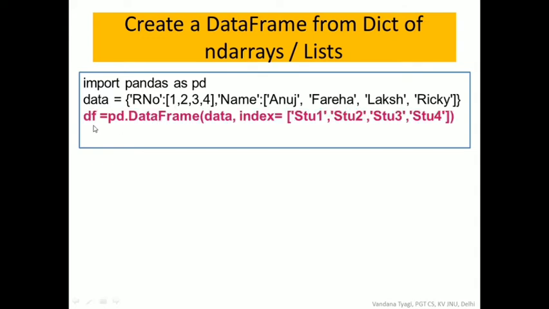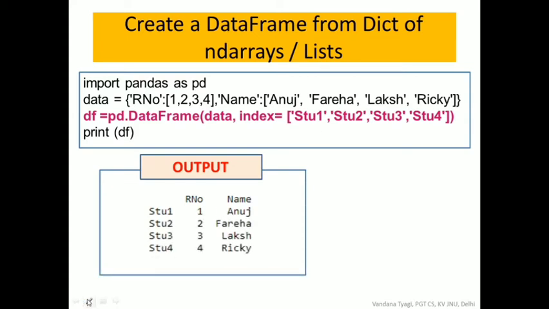Now to convert it again, we have the same syntax. df, the data frame object, is equal to pd dot DataFrame, where pd is the alias name for the pandas library, and passing the input as data. Here we are passing the input as a dictionary, and now specifying the indexes as student 1, student 2, student 3, student 4. That means I am specifying the row labels now. So let's see the output. Now if you see the output, these row labels are now student 1, 2, 3, 4, which I specified here.